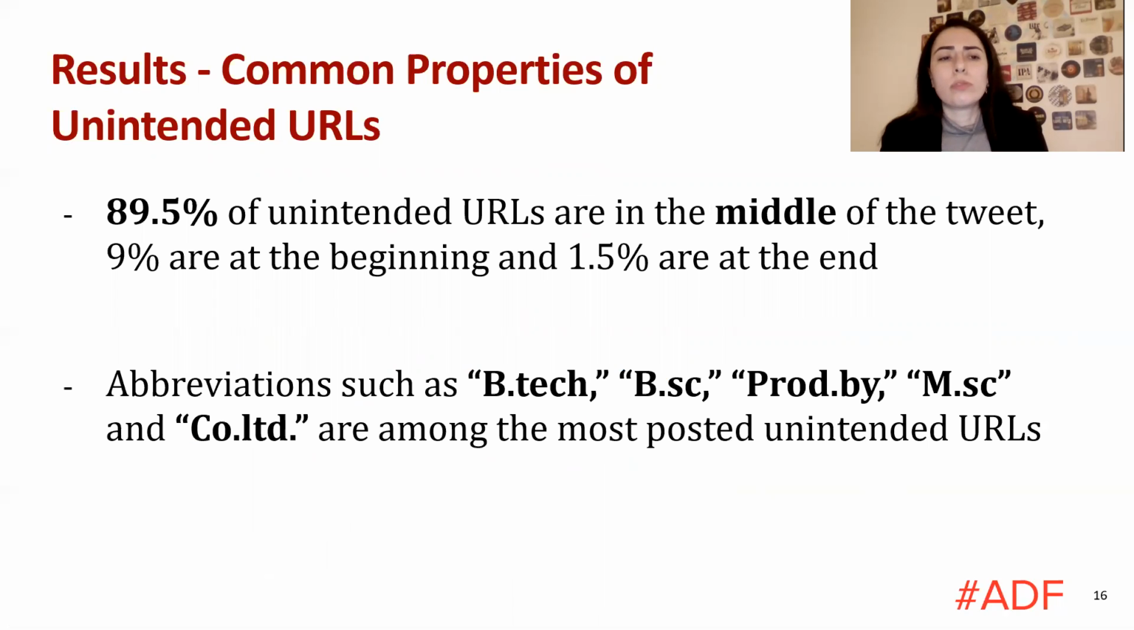So we make also other observations. The first one is 89.5% of these unintended URLs are in the middle of the tweet, whereas 9% of them are at the beginning and only 1.5% are at the end. Another observation is that abbreviations such as b.tech, b.sc, prod.by, etc. are among the most posted unintended URLs. So this is kind of an important observation because we can understand that Twitter doesn't even have a simple enough mechanism that can distinguish between these abbreviations and intended URLs.